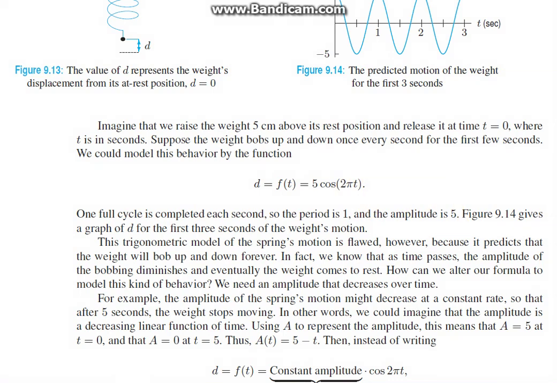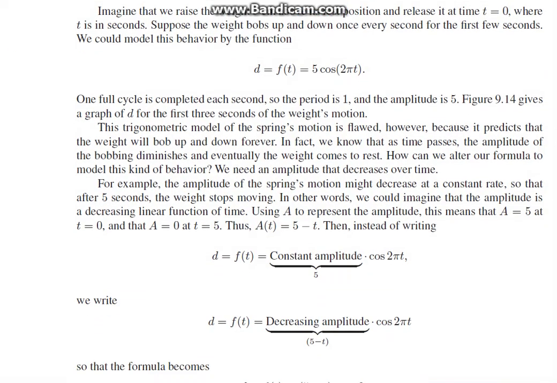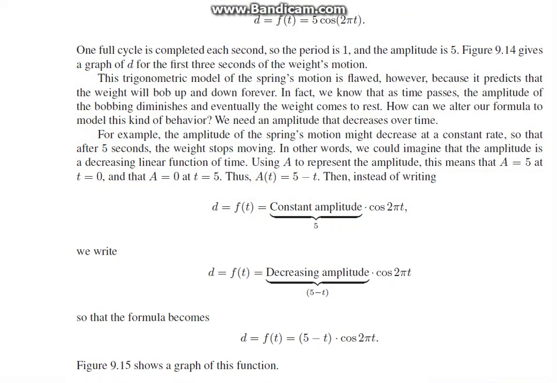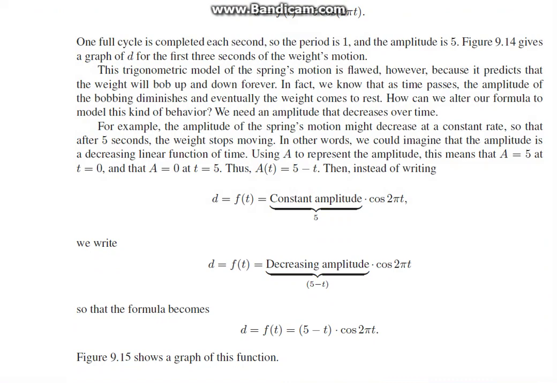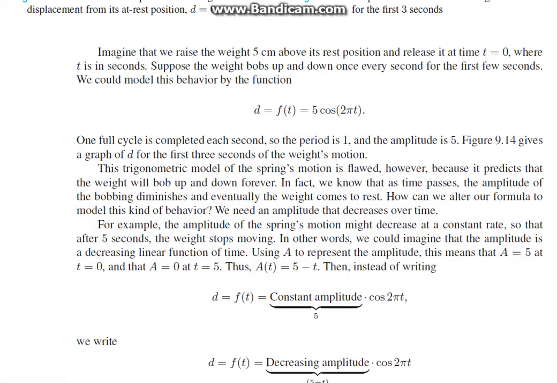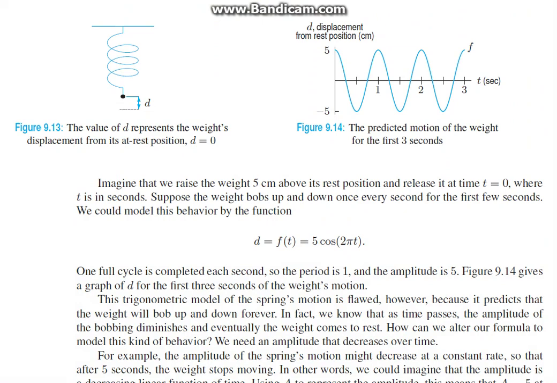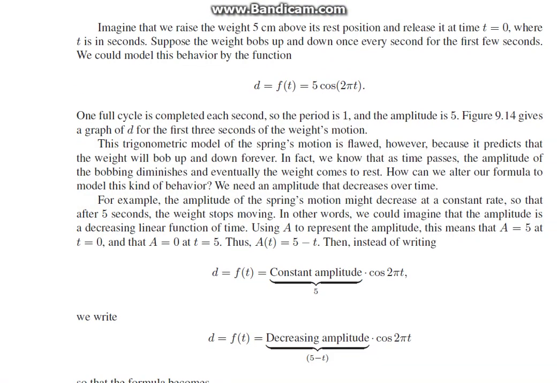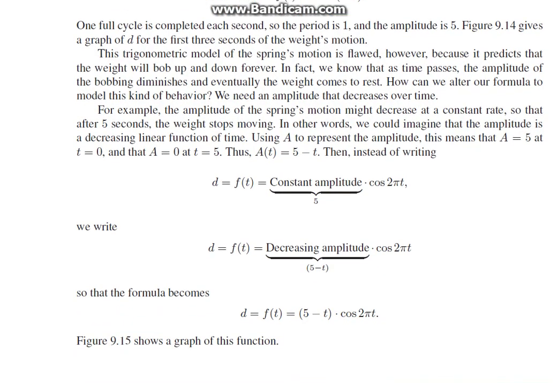But if we now go down here, it's going to talk about a decreasing amplitude, because especially for damped oscillation, we talk mostly about springs like this. But we know that a spring, once it starts bouncing, doesn't go on forever. So to make it realistic, we have to use a decreasing amplitude. When it's in a linear form, it's going to be 5 minus the time. Basically, it's going to be like the distance minus the time.